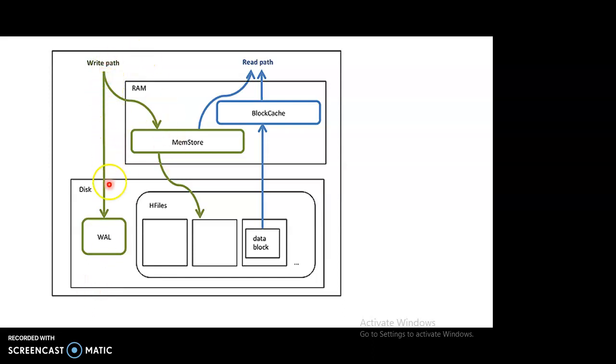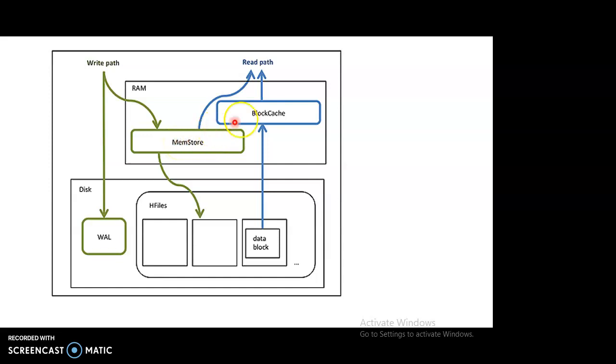So all the green arrows indicate write path and all the blue arrows indicate read path. So the basic functionality will be like this. While writing the data, first of all, that write log will go to this write ahead log, and actual data will go to MemStore.